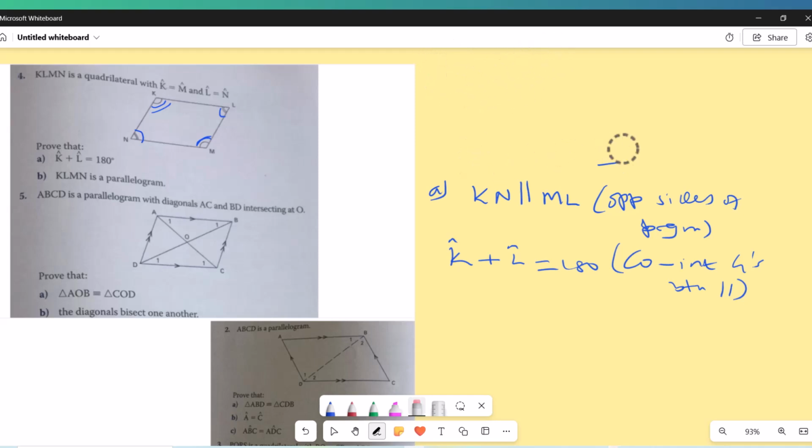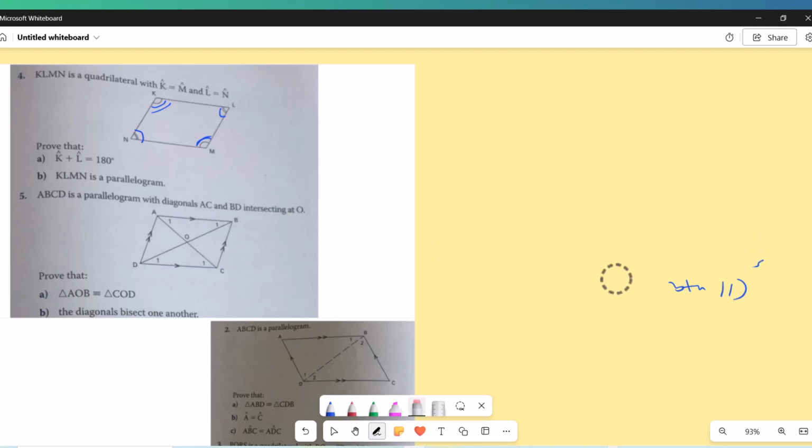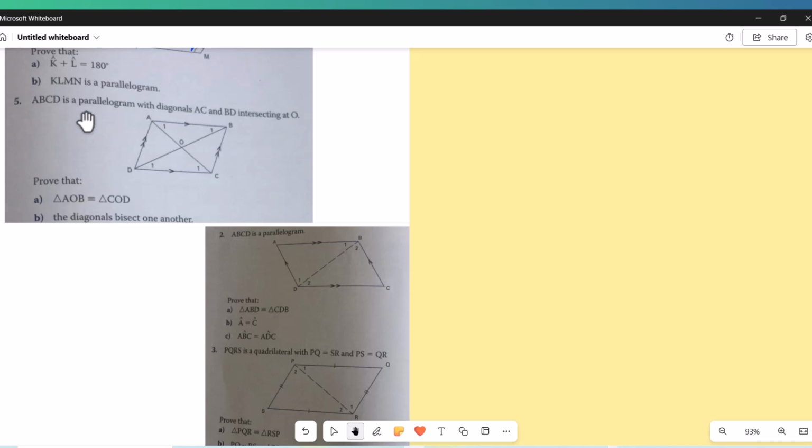They're saying here that this is a parallelogram. You can see, guys, they're saying that ABCD is a parallelogram with the diagonals AC and BD intersecting at O. Then they say prove that triangle AOB is congruent to triangle COD.